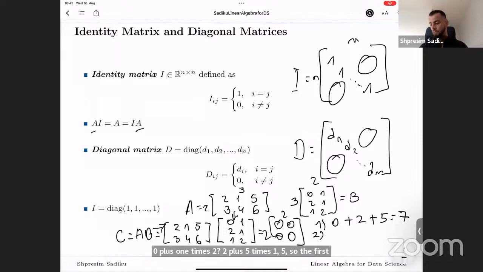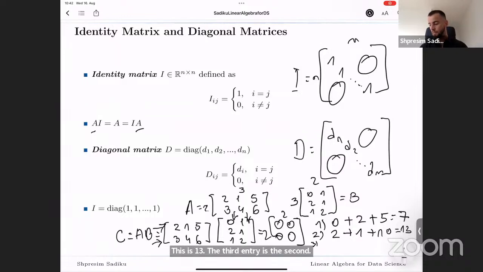The second entry is the first row of A times the second column of B. So this is 2 times 1 equals 2, plus 1 times 1 equals 1, plus 5 times 2 equals 10. This is 13.